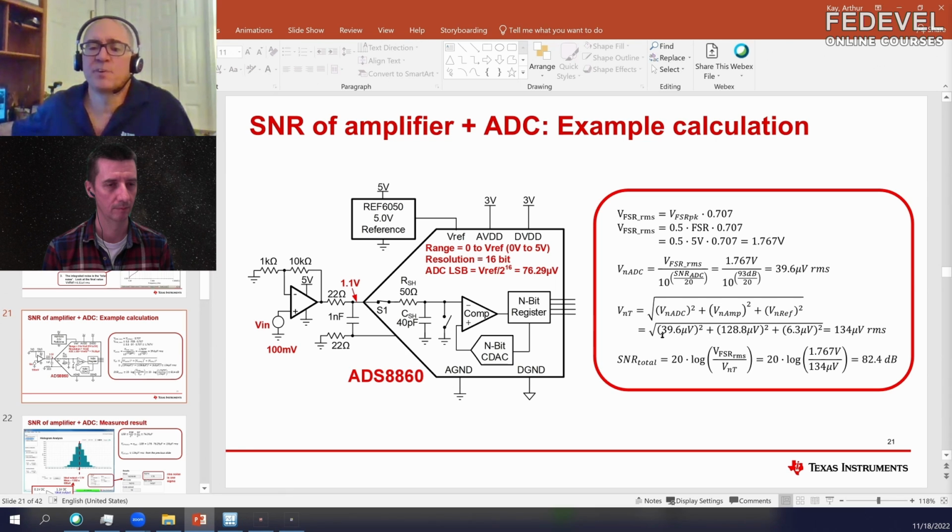And then we have the 39 microvolts, and this is the result of the simulation for the amplifier, and this is the result of the simulation for the voltage reference. All three of them are combined, and we end up here with 134. Now, notice that really the amplifier is the dominant source of noise here. I could make these two other noise sources 0, and it wouldn't really do much to the noise.